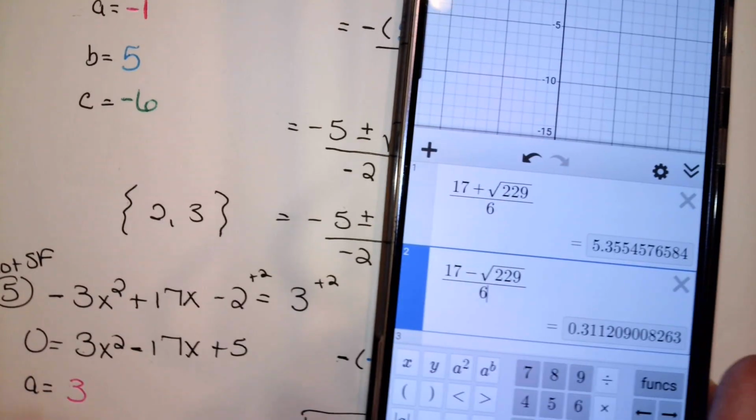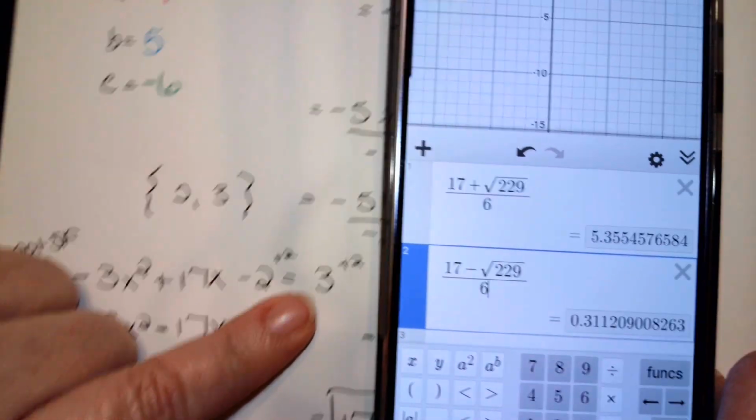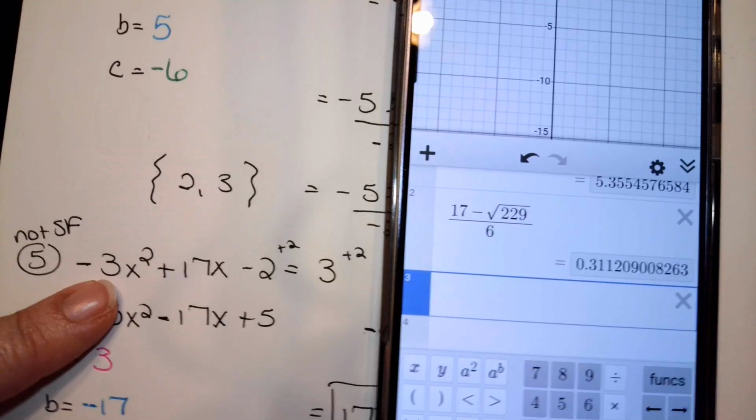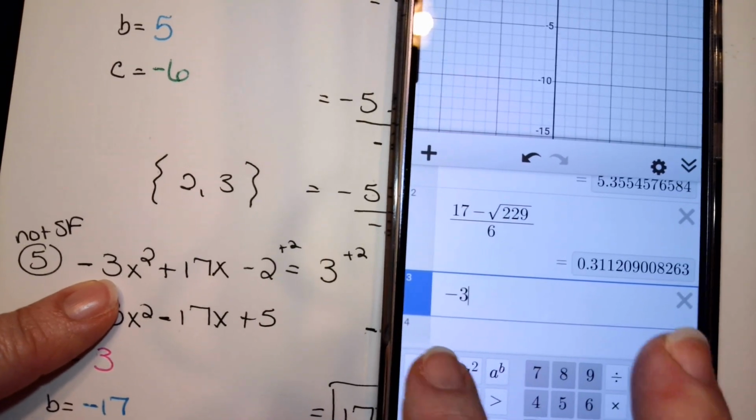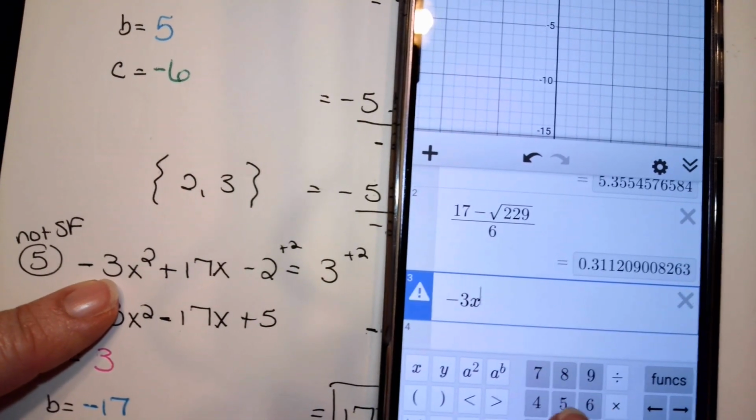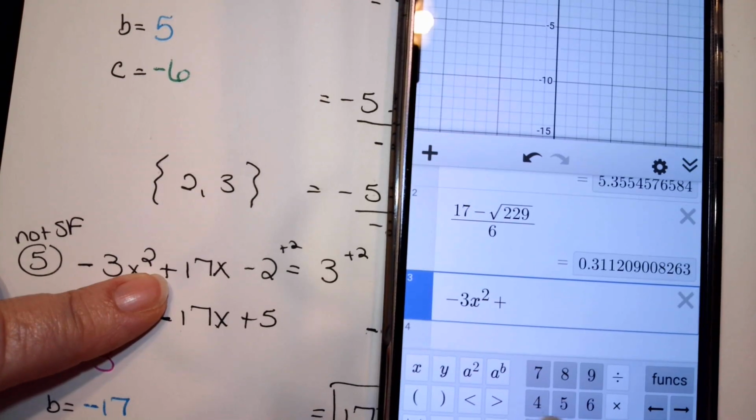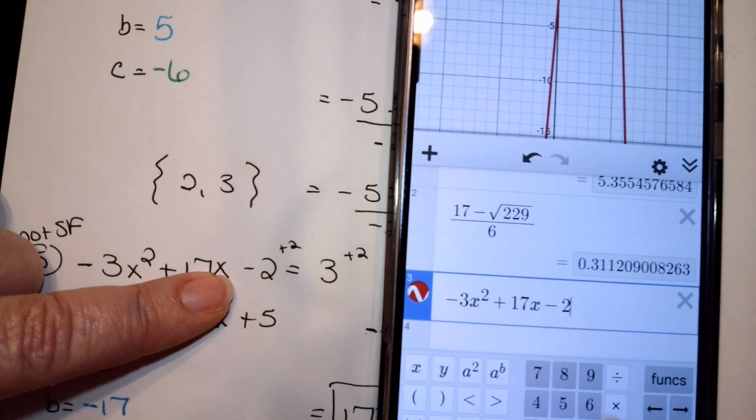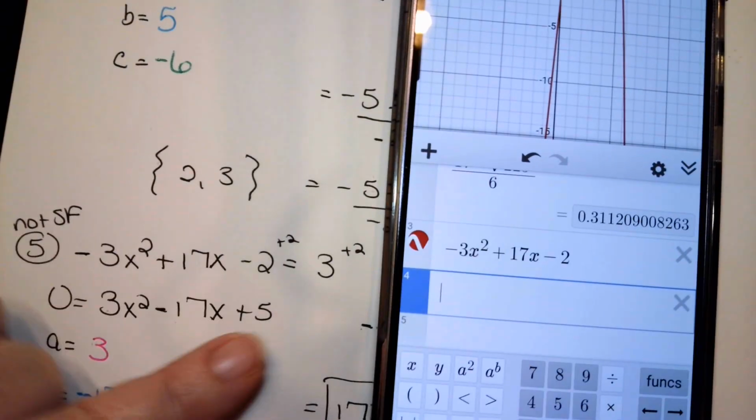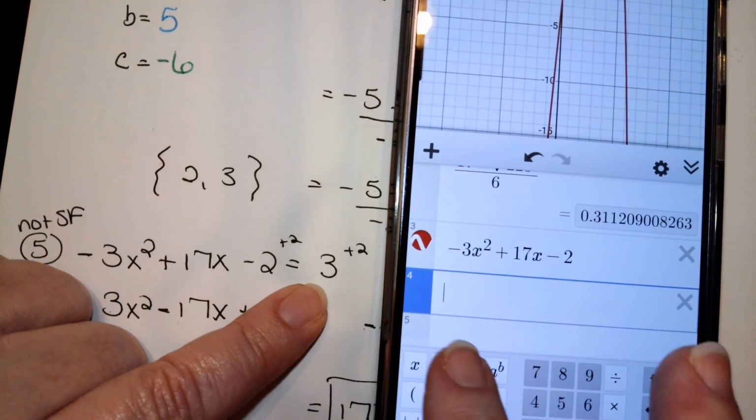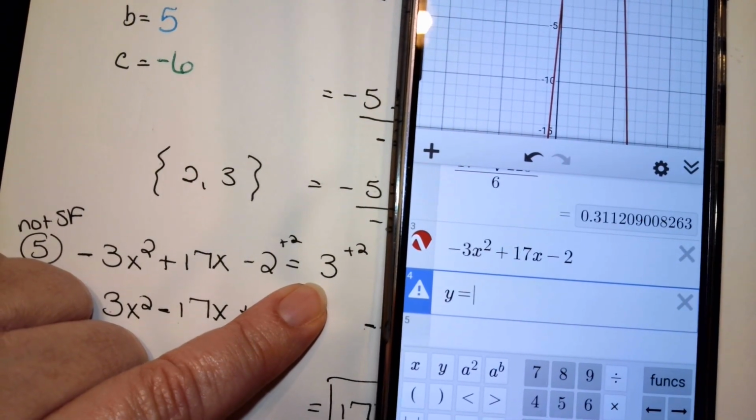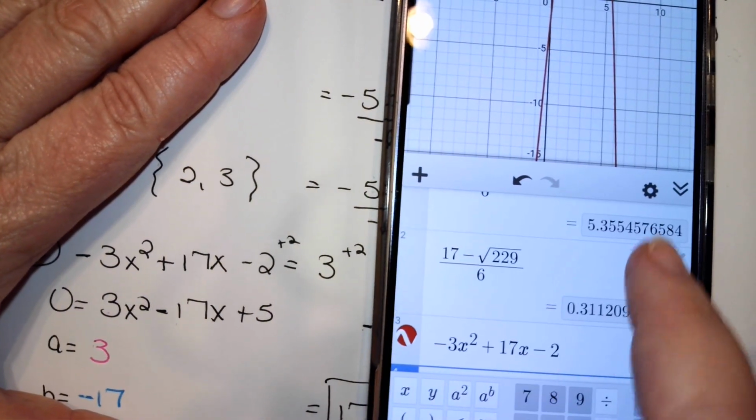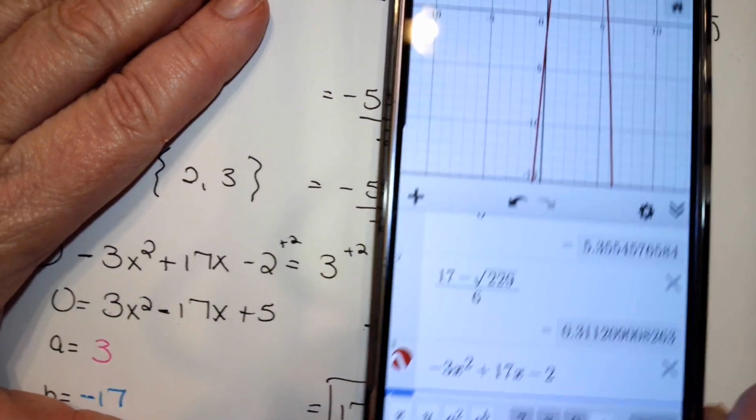And now I'm going to do the left side, right side of the original equation and see if their intersection gives me these two values right here. So the left side I had negative 3x squared plus 17x minus 2. And then on the right side I got 3, so y equals 3. All right, so we want to see if we see these two decimals right here.